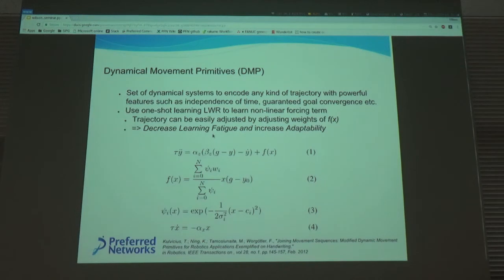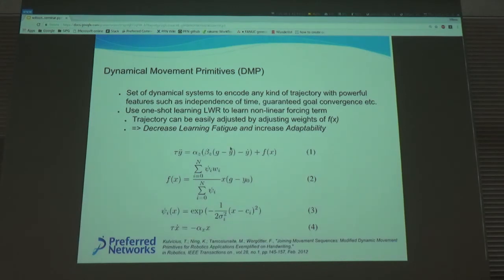So these can be joint positions or joint forces, but in my case they will be Cartesian positions. And they have powerful features such as independence of time, guaranteed goal convergence, disturbance rejection, etc. So equation 1 is basically the core of the DMP. This part here is actually a very simple PD controller which drives the system from its current state Y to its goal state G.